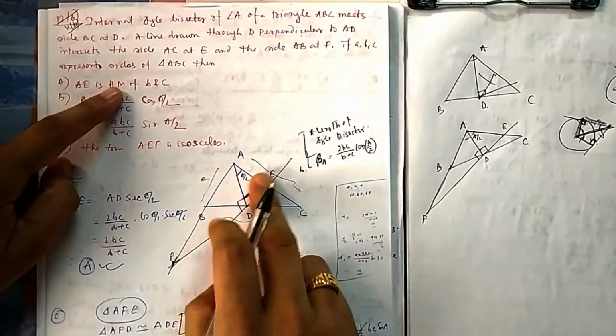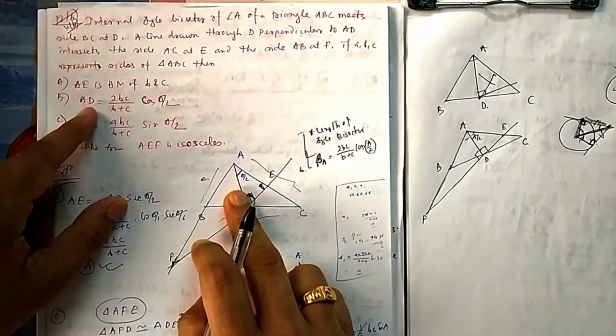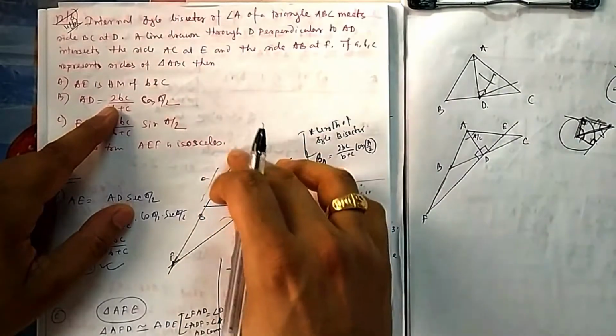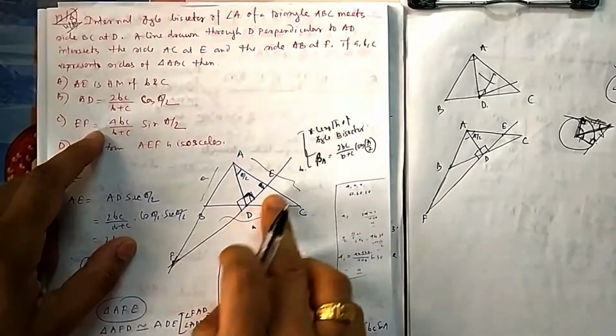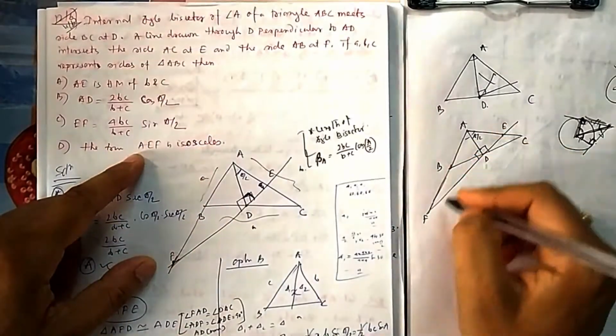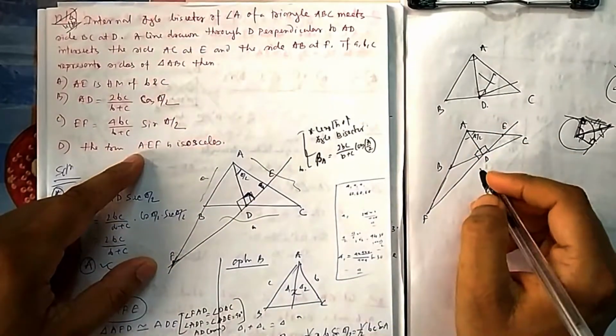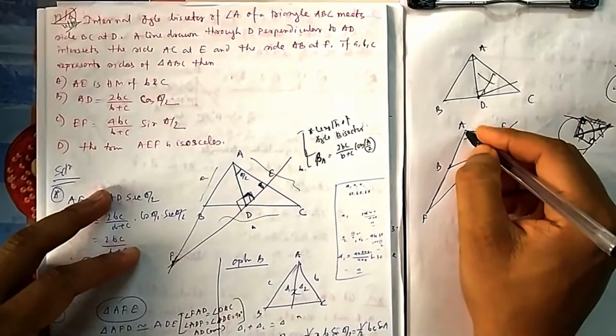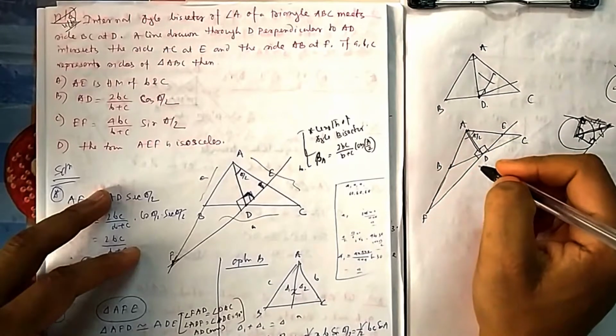AE is equal to the HM of B and C. HM means harmonic mean, we will see. AD is given by the formula for the angle bisector, the length of the angle bisector. EF this one, and the triangle AEF. Okay. Now, if we start with the length of this AD, what is the length of the angle bisector?